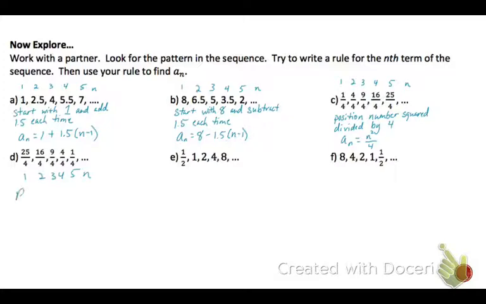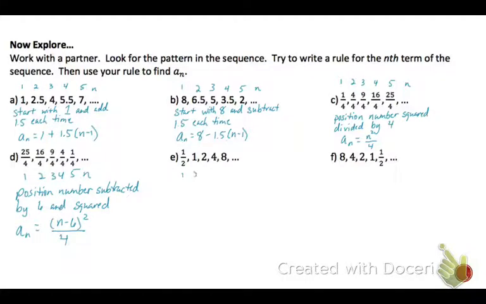So if we take the position number and we subtract 6 and then square that value, that will give us our numerator. And it's that divided by 4. What a crazy pattern. So a sub n equals n minus 6 squared over 4.